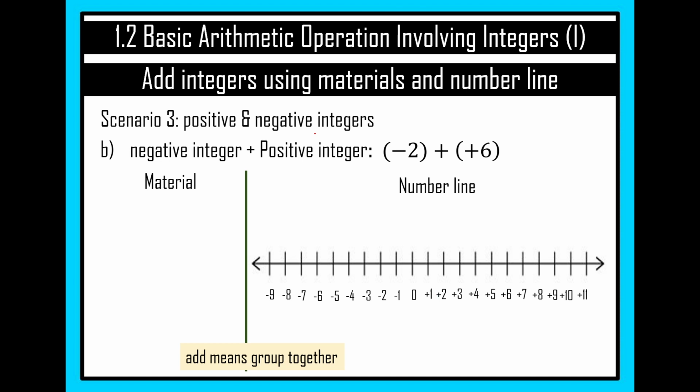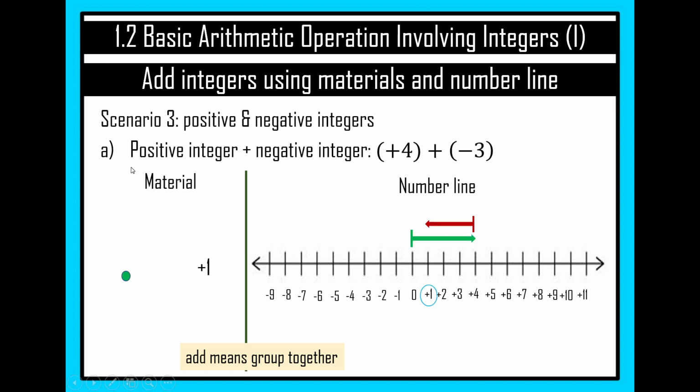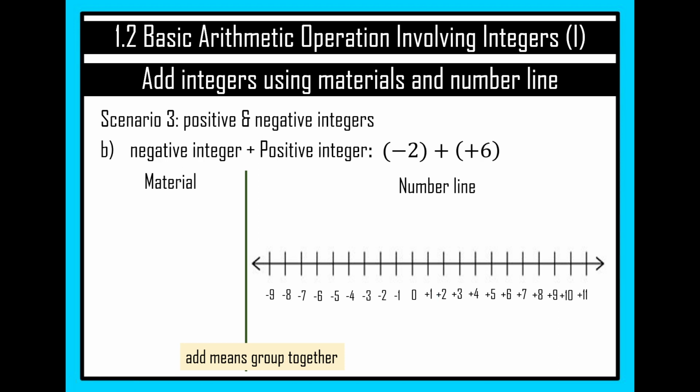The last scenario is negative integer plus positive integer. It may sound same, but if we look previously, it is a positive plus negative. Positive first, negative is the second integer. Now this one is the first integer is a negative, the second integer is a positive. So let's look at this one.